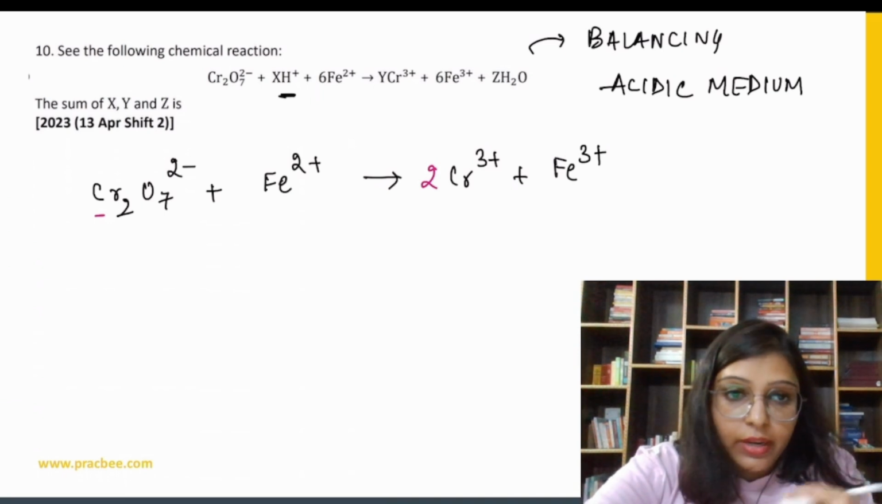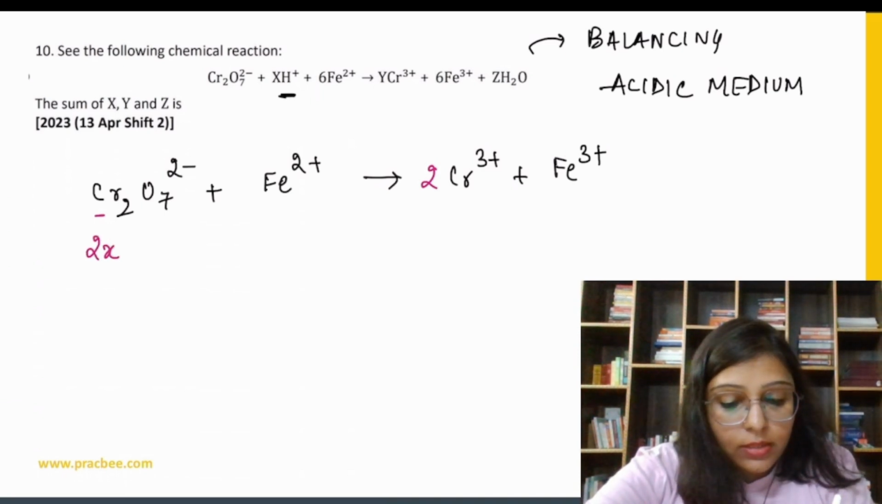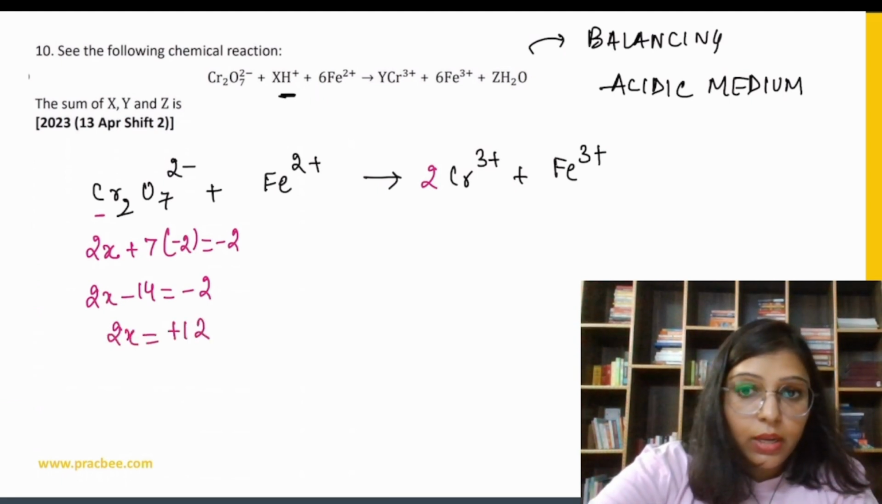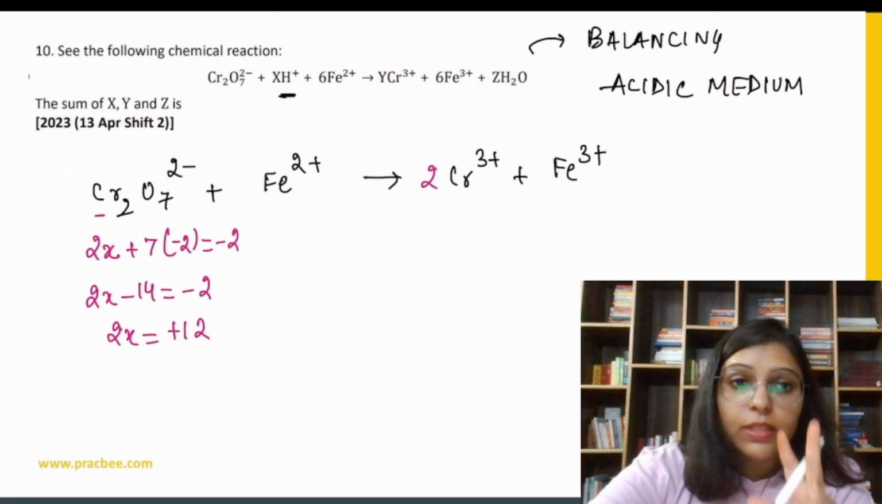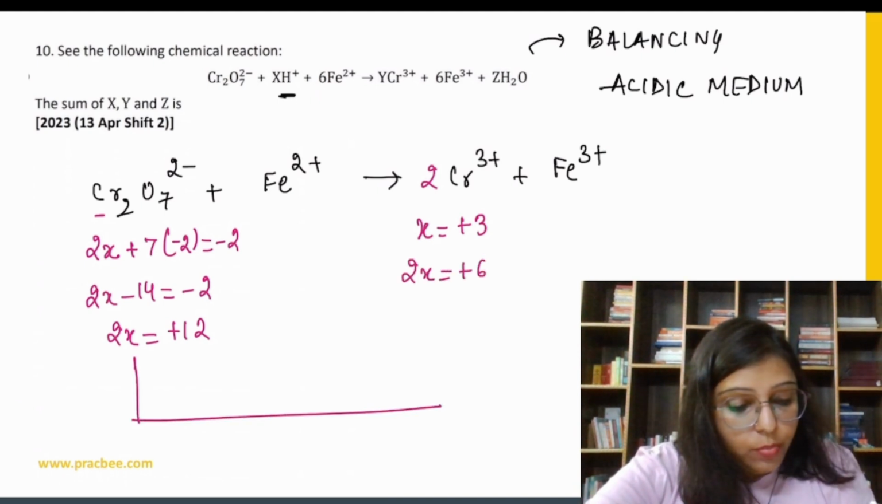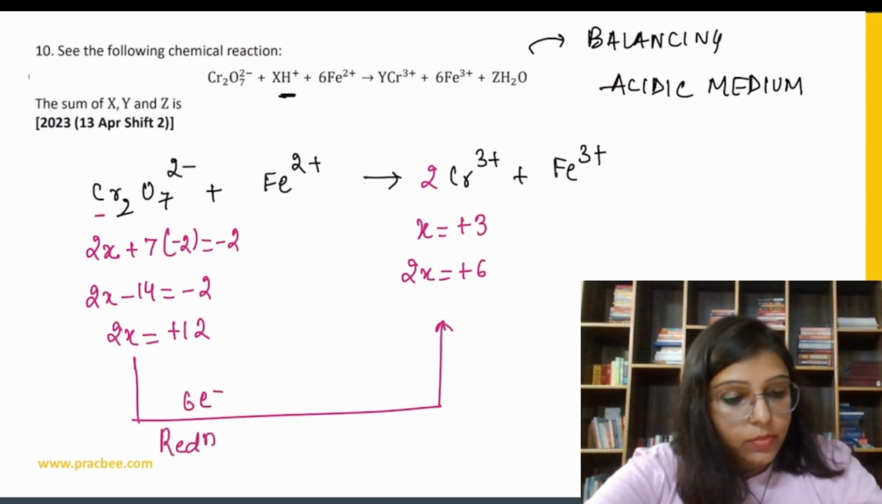Okay. Now let's find out the oxidation number. So here 2x plus 7 times oxidation number -2, that is equal to -2. So 2x minus 14 is equal to -2. 2x is equal to +12. We have 2 chromium atoms now. It means we have to find out the oxidation number with respect to 2 chromium atoms. So here it is x, +12. On 1 chromium it is +3, so on 2 chromium it is +6. So +12 to +6. So there is a change of 6 electrons, and this is the reduction process.